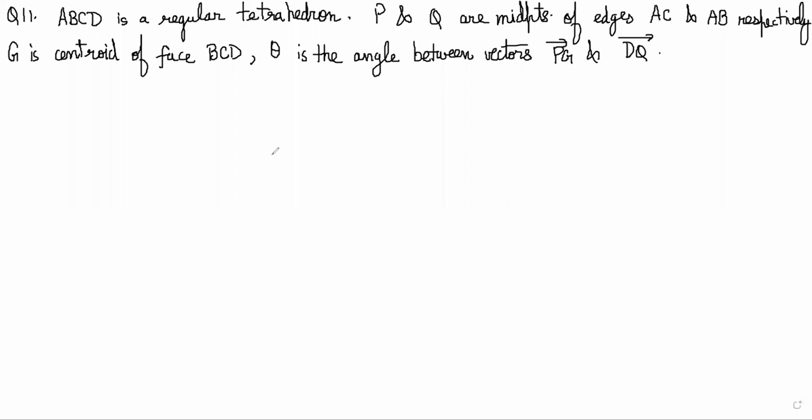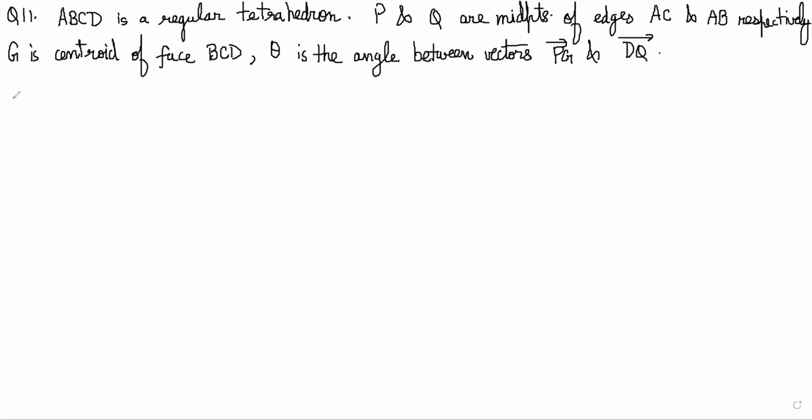Hi. So look at question number 11. Question 11 says ABCD is a regular tetrahedron. P and Q are midpoints of edges AC and AB respectively. G is the centroid of the face BCD. And theta is the angle between vectors PG and DQ. So now we have to understand a few options.